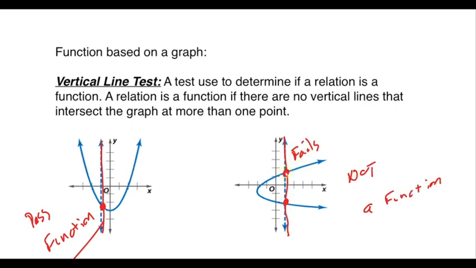If you want to know why, look at this point right here. It's kind of hard to see now, but I think it's (1, 2) actually. That point (1, 2). This point down here is (1, -2).